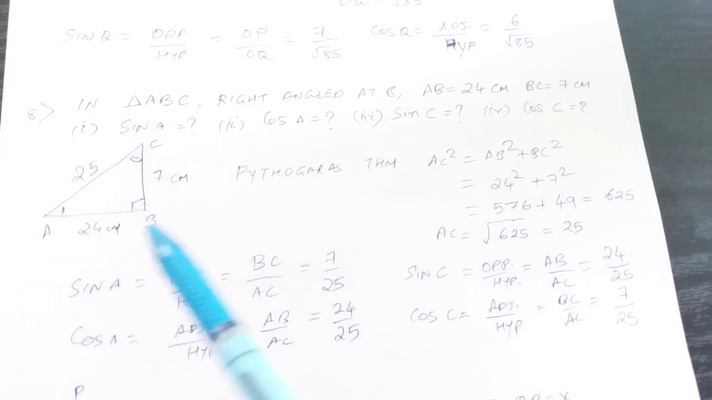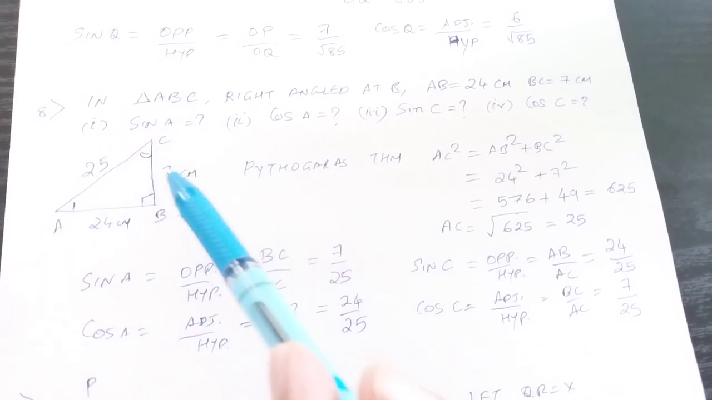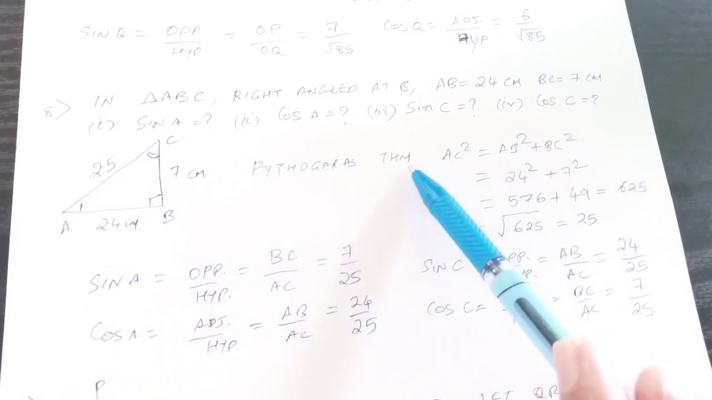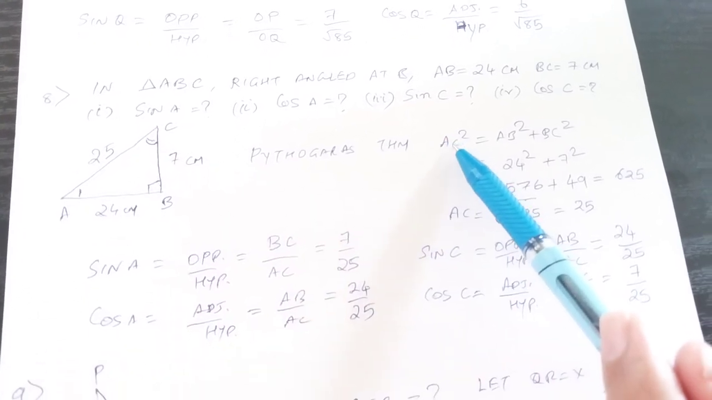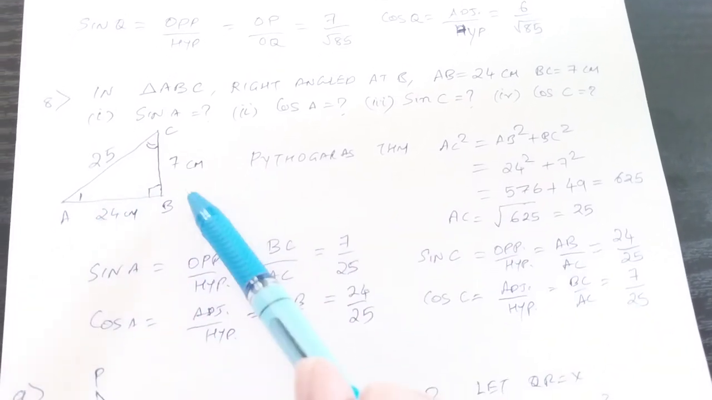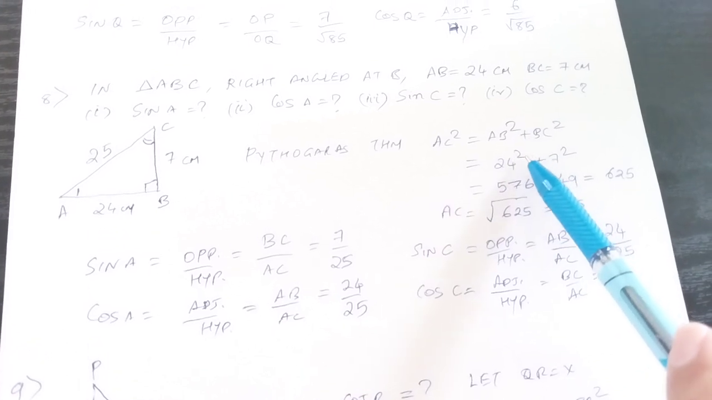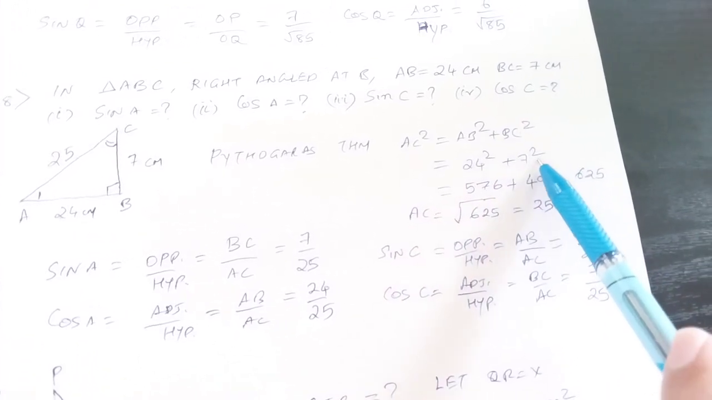Okay, so to find the sine and cos, we need the hypotenuse also. So we apply again the Pythagorean theorem. Hypotenuse AC squared is equal to AB squared plus BC squared. That is, AB is 24, so 24 squared. BC is 7, so 7 squared.